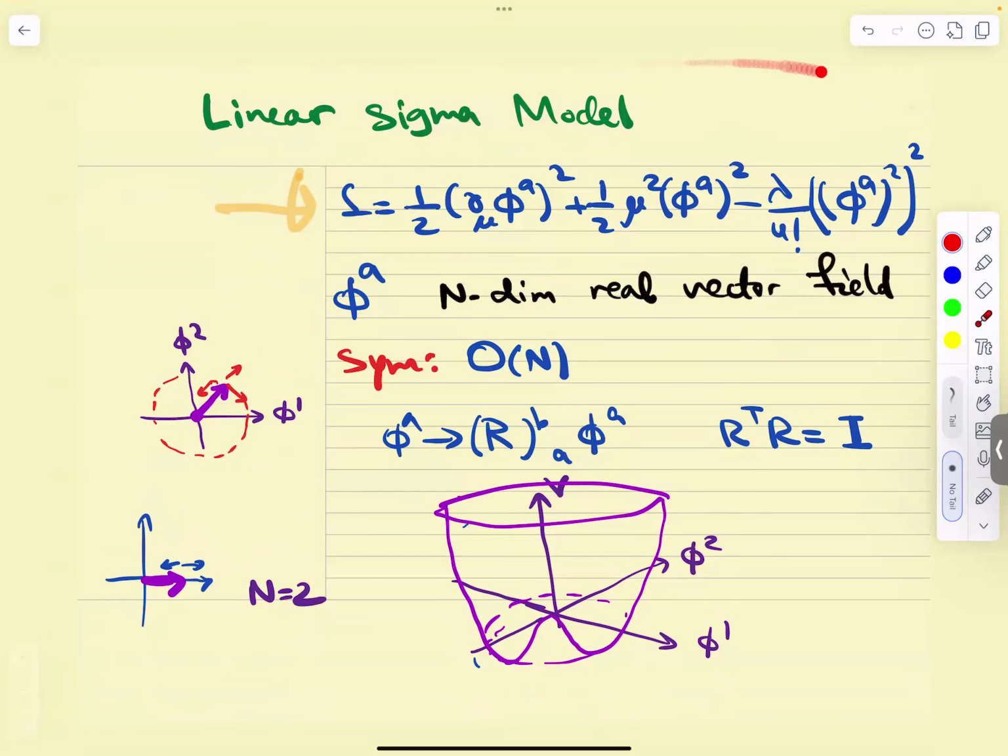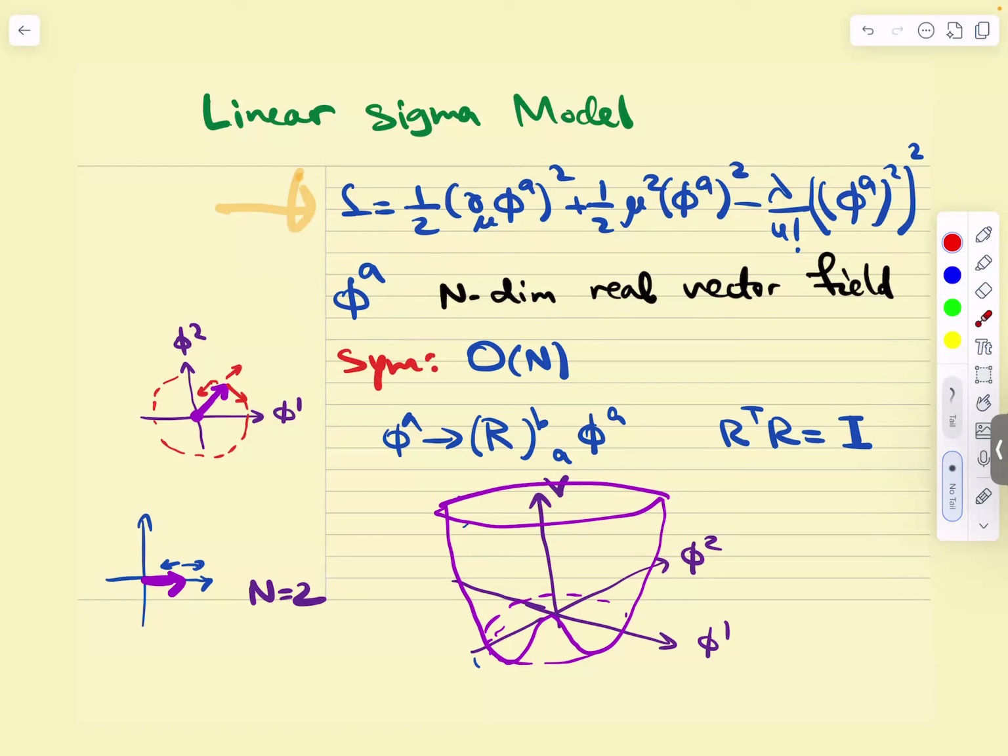Start with an O(N) model. So you have a field, a real vector field, N-dimensional. The action is half del mu phi a squared plus half mu squared phi a squared minus lambda over phi to the 4. This is the action, right? It's familiar, hopefully. It's the O(N) model.